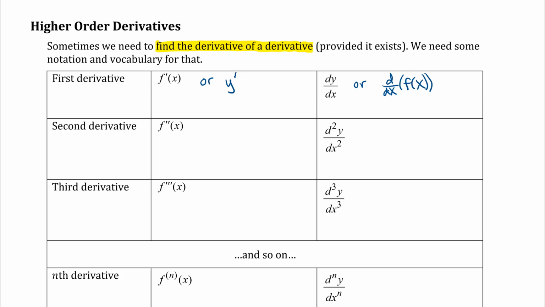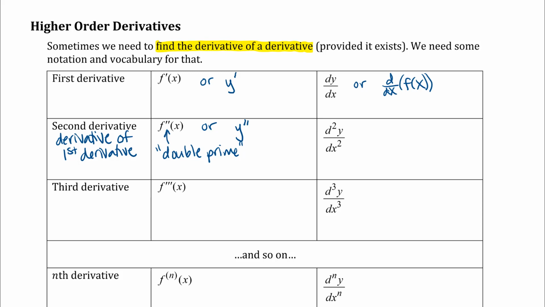derivatives. So the second derivative is the derivative of the first derivative. And so when you use the prime notation, you just add a prime to that. So f double prime of x is how we would read that. Or if we're using the y notation, we would write y double prime. That would indicate a second derivative or derivative of the derivative.